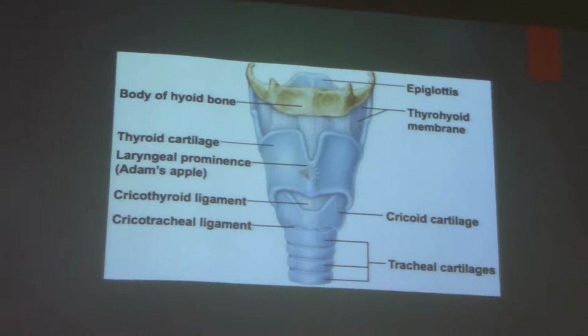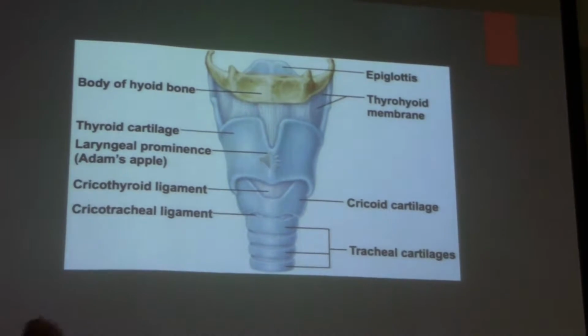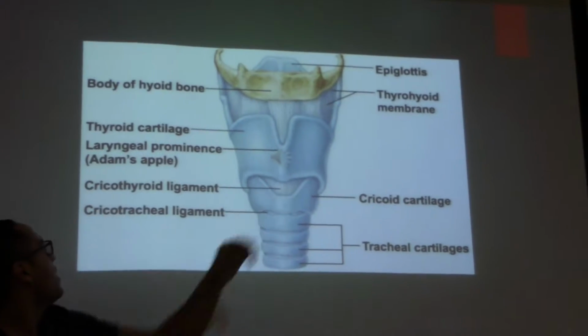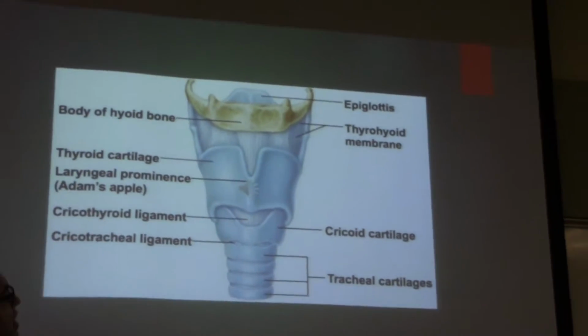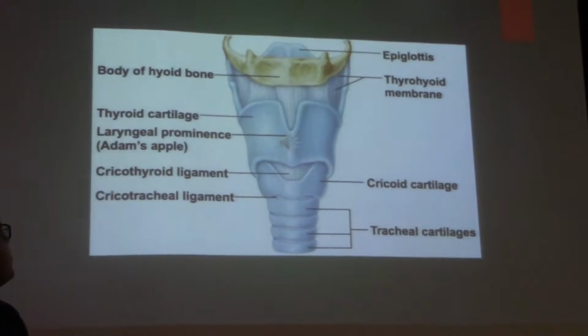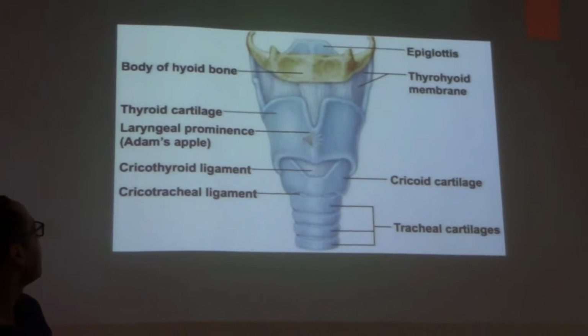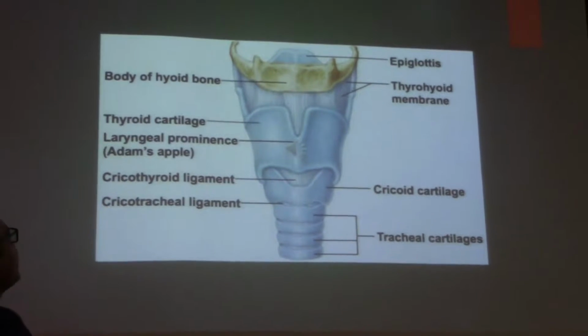This is a picture of the trachea. Here are the cartilages, the thyroid and the Adam's apple, which is part of the thyroid cartilage. The cricoid cartilage is here. These rings kind of cuff around the trachea and stabilize it. That's the windpipe. It brings air down lower, to the bases of the lungs.